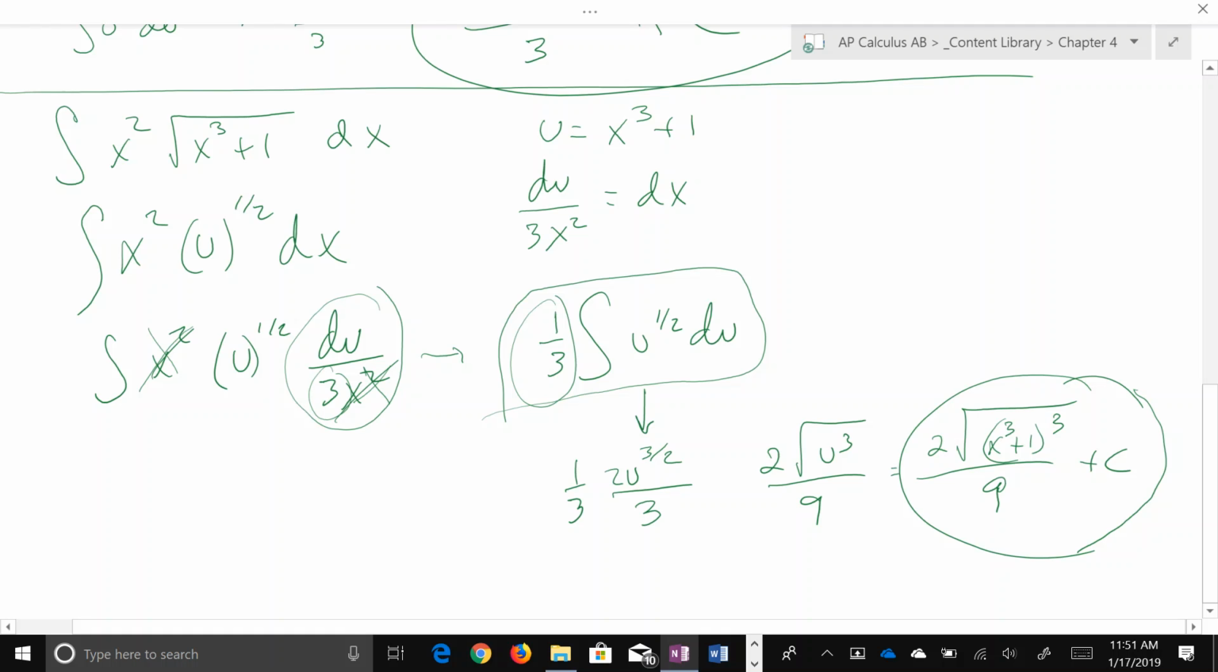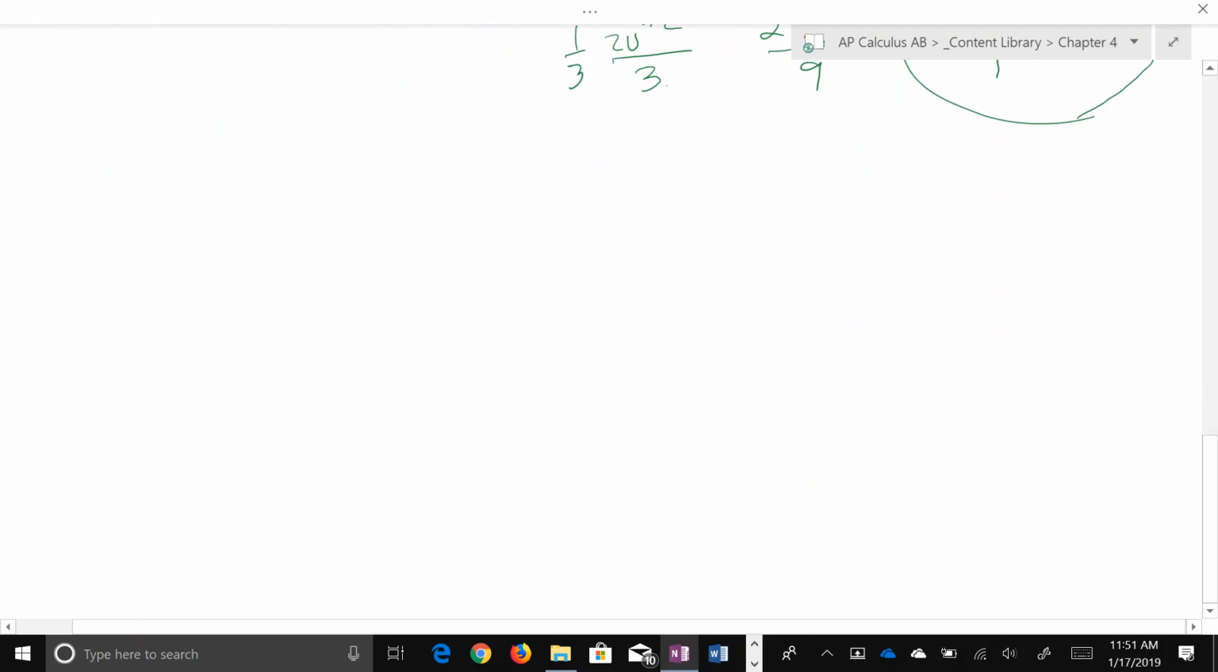All right? And then I just clean this up. 2 kings on for the ride. 3 times 3 is 9. And then that really means the square root of u cubed. And then now I'm done. I just put my u back in, which is x cubed plus 1. Okay? All right, let me give you another one.